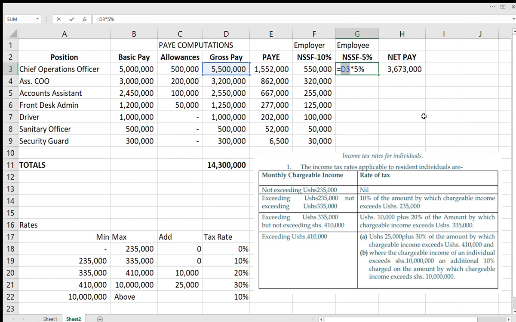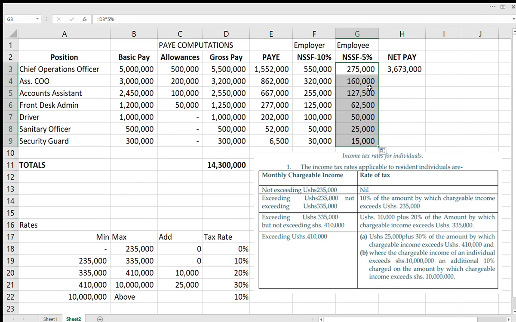Okay. Then for NSSF of employee 5%, we do the same, but we know that this will be affecting the employee's earning by end of the month, because the employee is saving that money from her own gross pay to NSSF. Let the employee also save, but let the employer also pay for the employee the 10%. So here it will be equals to this base amount, gross pay, times 5%. Enter. That's the 5% the employee is going to pay, 275,000 shillings that month. So let us also go to the corner there and pull down.